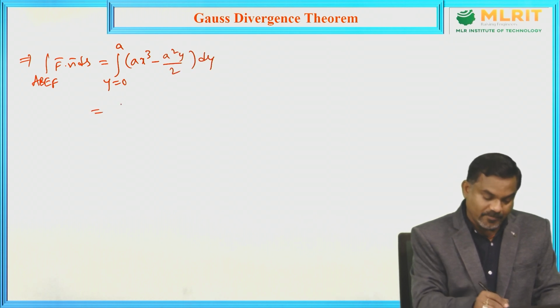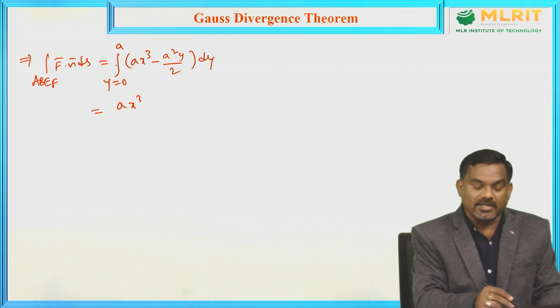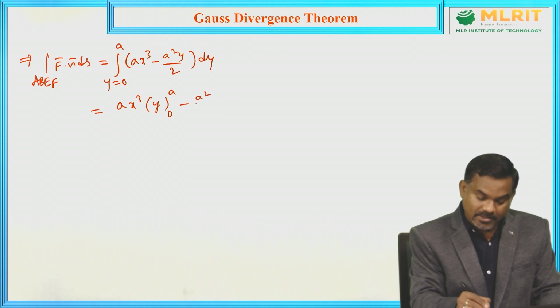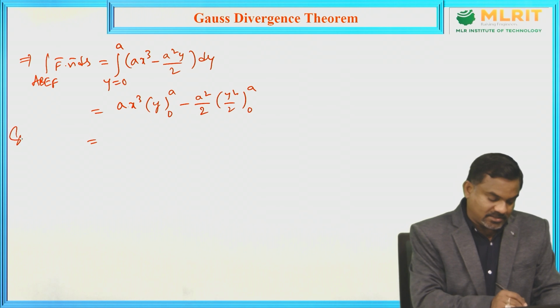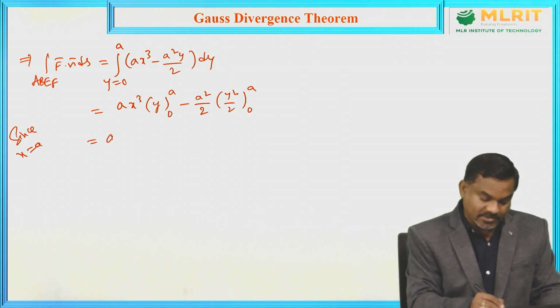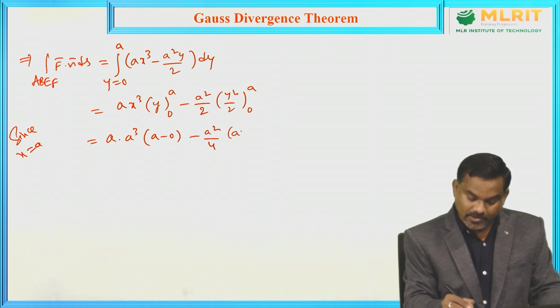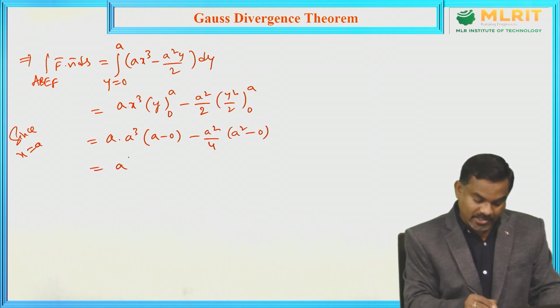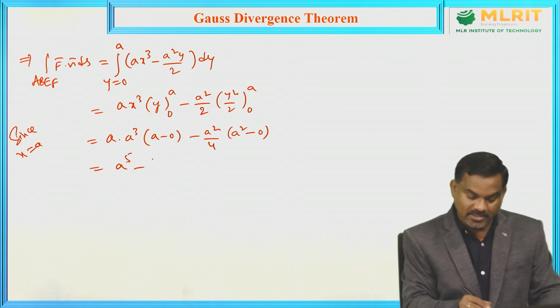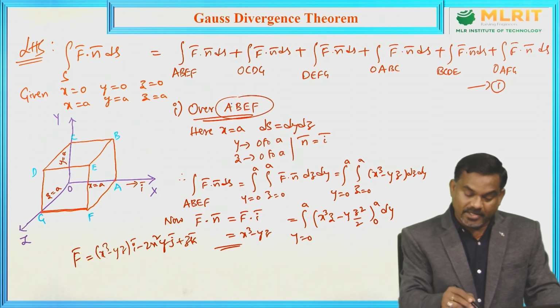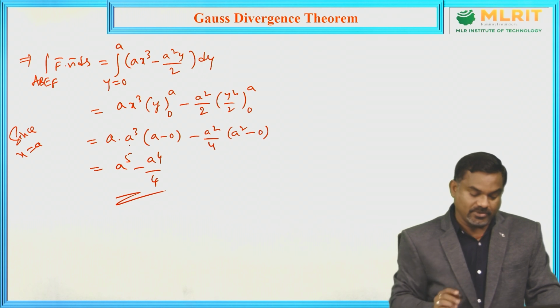Now with respect to y, since a x cube is constant, integral dy remains. Integral dy is y, 0 to a, minus a square by 2 into y square by 2, 0 to a. And since x equal to a, this is a into a cube, a minus 0, minus a square by 4 into a square minus 0. So this is a power 4 into a power 5 minus a power 4 by 4. So here we substitute the value of x equal to a. Over the face ABEF, x equal to a. So we substitute that value also here.